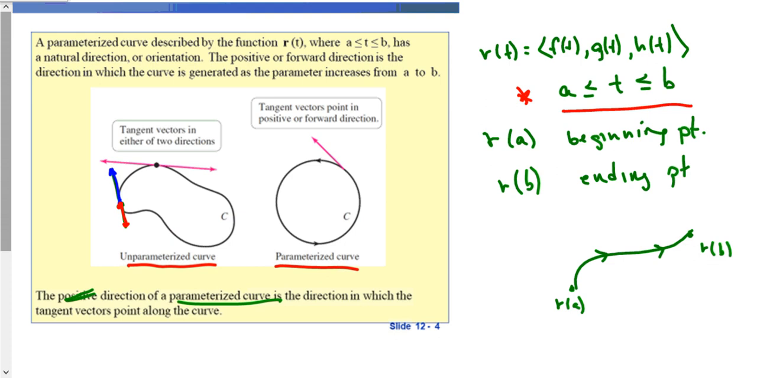The tangent vector that we would be referring to then is the one that is pointing in the direction that the movement is occurring. So notice the little arrows here. These arrows are indicating the direction that is defined by the vector valued function. If we're moving in that direction, then the only tangent vector that we are going to worry about is the one that points in the direction of movement. So just be aware of that as we start getting into tangent vectors as well. So positive and forward direction is the direction the curve is generated as the parameter increases from a to b.